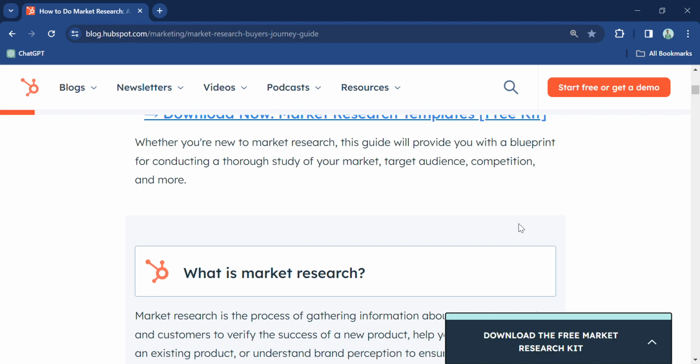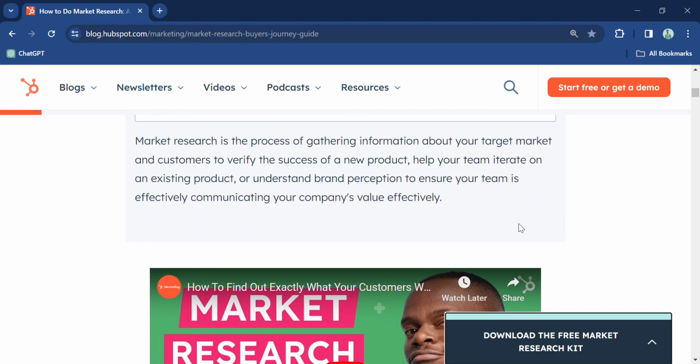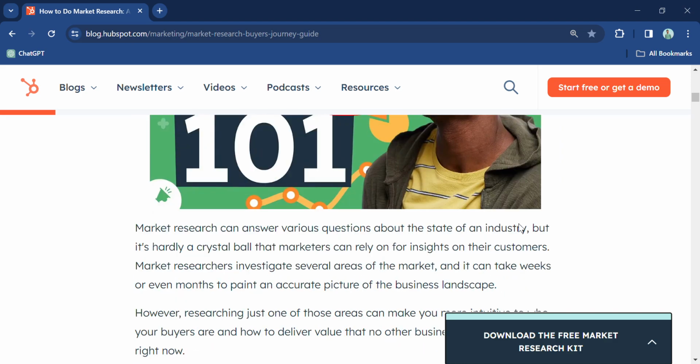What is market research? Market research is the process of gathering information about your target market and customers to verify the success of a new product, help your team iterate on existing products, or understand brand perception to ensure your team is communicating your company's value effectively.